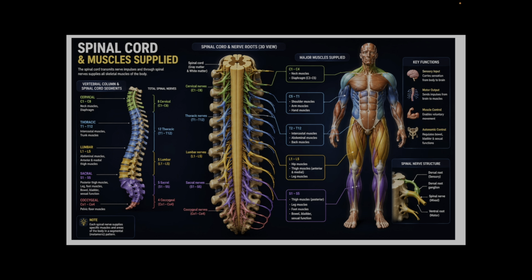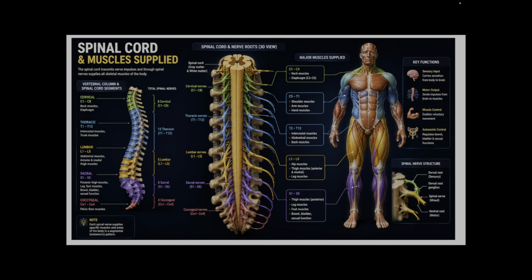They also innervate the muscles of the shoulder, arm and hand, enabling upper limb movement. So from C5 to T1, it innervates the shoulder, arm and hand, enabling the upper limb movements.